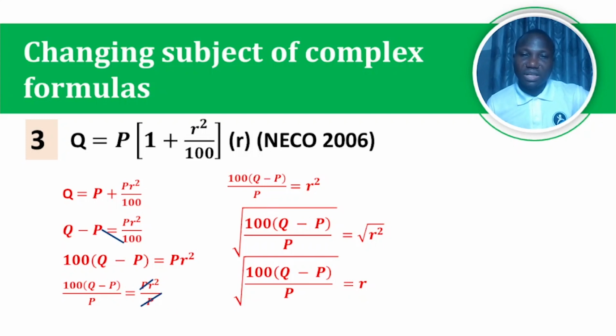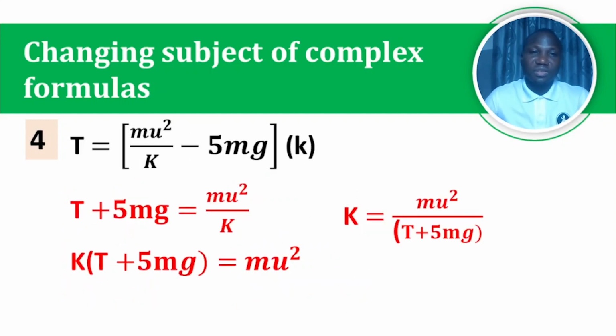Well, we're almost there. Now look at your r. It's not yet a subject because of this power of 2. To remove this power of 2 now, we do square root of both sides. So square root of r squared and square root of 100 into bracket q minus p over p. Square root of r squared will give you r. Therefore you have r is equal to square root of 100 open bracket q minus p over p, and that gives us the subject for r.